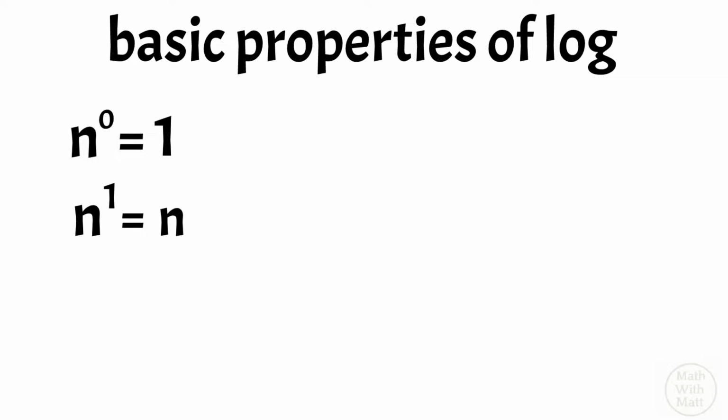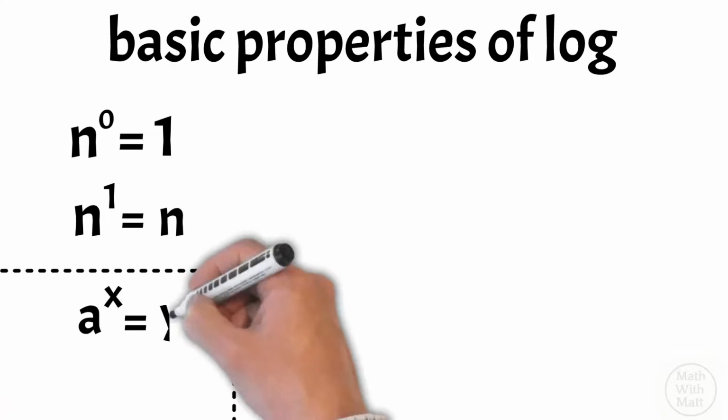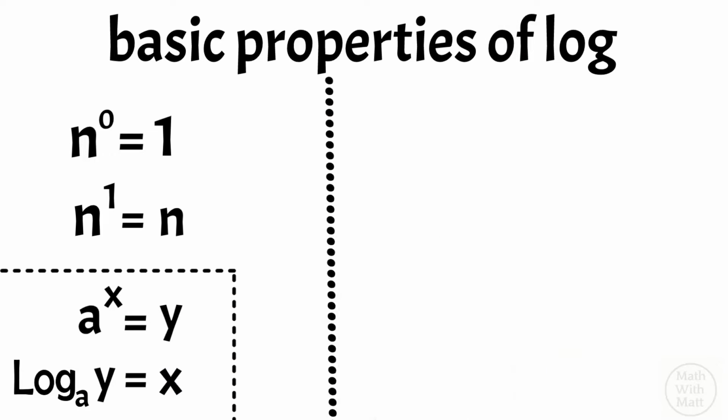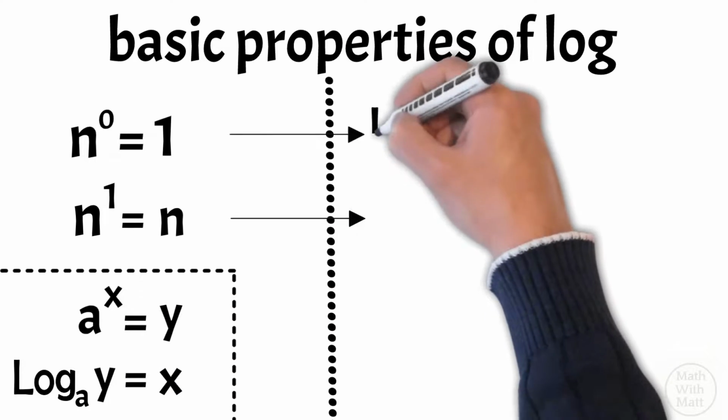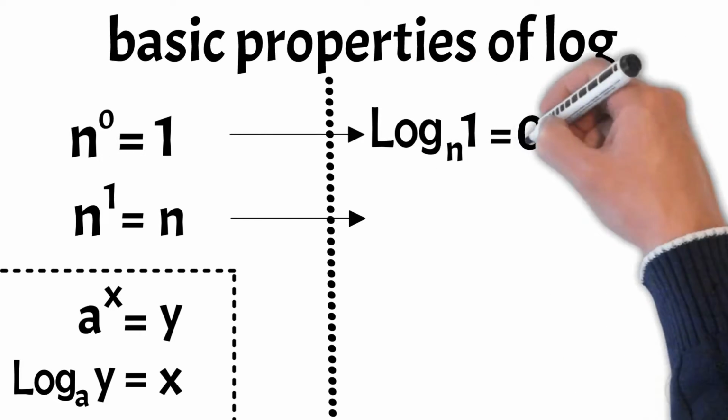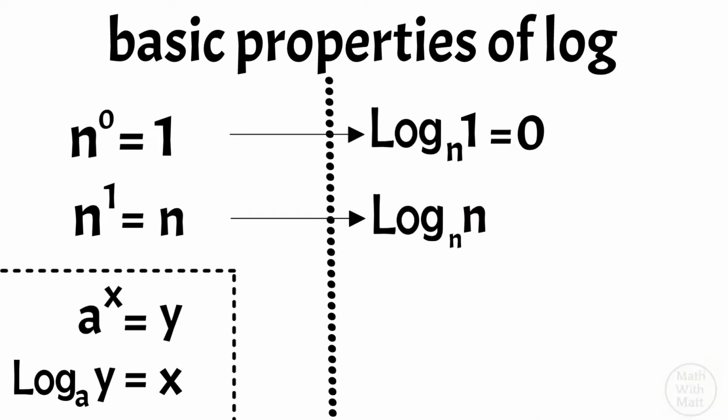We do know how to change an exponential function into a logarithmic one, just like we derive the mathematical expression of log from an exponential function. Using this same method, we can transform the above two equations as log of 1 to the base of any number n, which is always equal to 0, and log of any number n to the same base n, which is always 1.